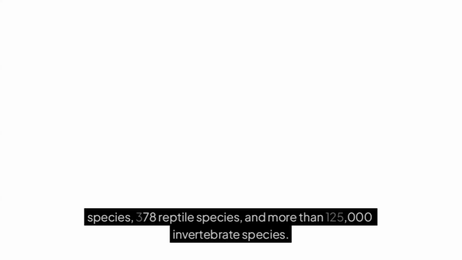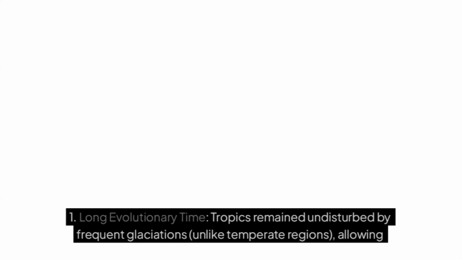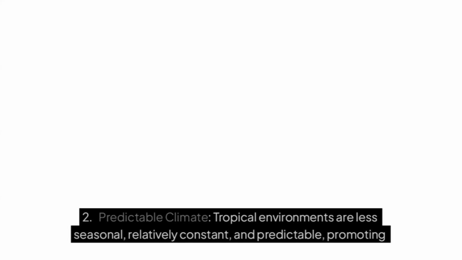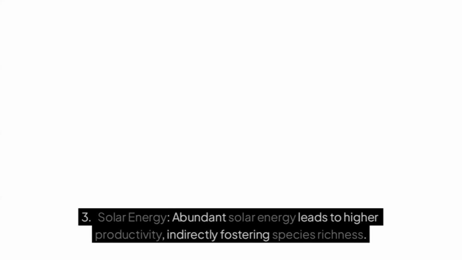Reasons for high tropical diversity. 1. Long evolutionary time. Tropics remained undisturbed by frequent glaciations, unlike temperate regions, allowing millions of years for speciation. 2. Predictable climate. Tropical environments are less seasonal, relatively constant, and predictable, promoting niche specialization. 3. Solar energy. Abundant solar energy leads to higher productivity, indirectly fostering species richness.